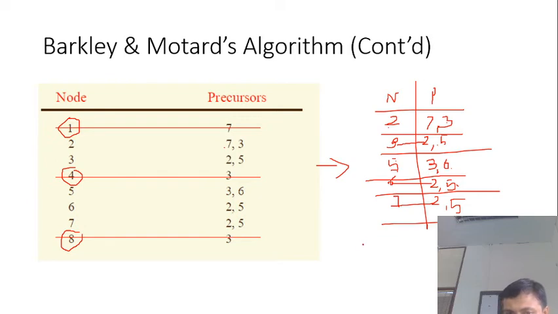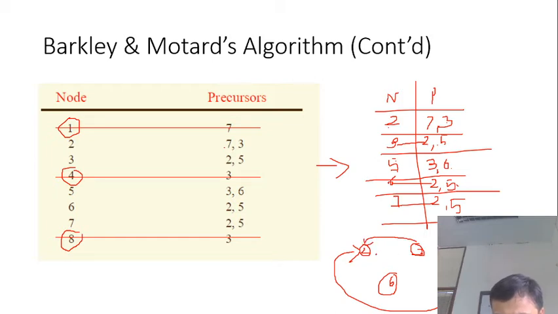How do I draw the diagram from this? So I have 2, 3 and 5, let's say. So 2, 3, 5, right? And I have got 6 and 7. So I got 2, 3 and 5. So 2 has precursors 7 and 3. Right? 3 has a precursor 2 and 5. 5 has a precursor 3.